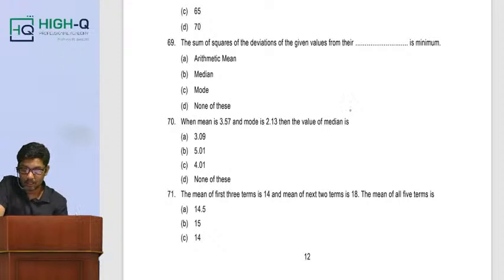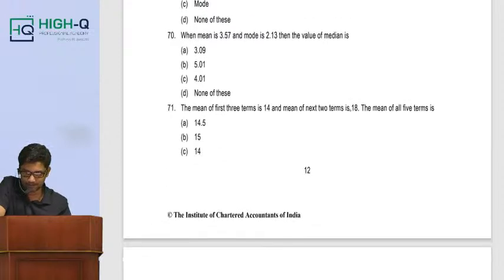Yes. The sum of squares of the deviations of the given values from their dash is minimum. Sum of squares of deviations from the arithmetic mean is minimum. That is what standard deviation.